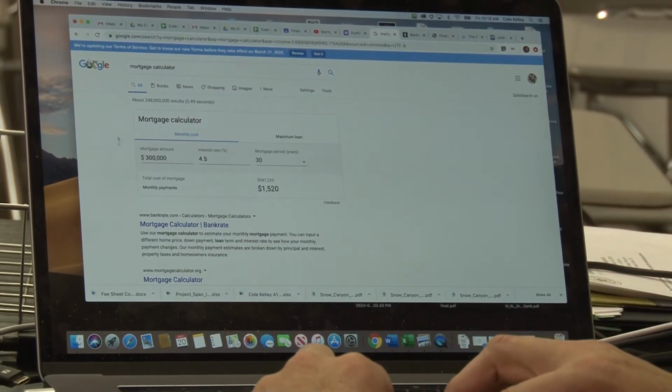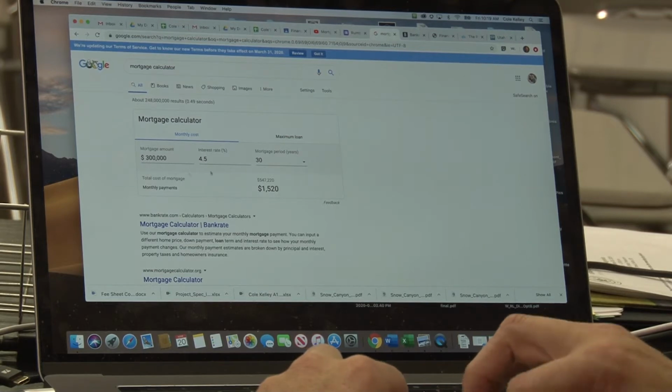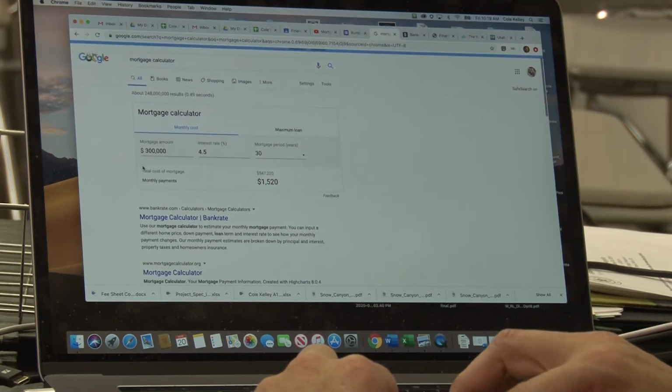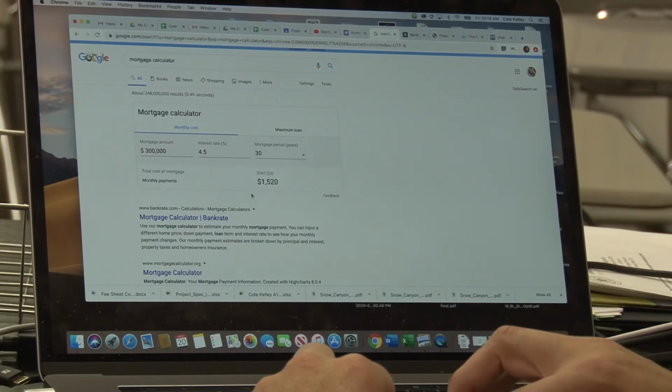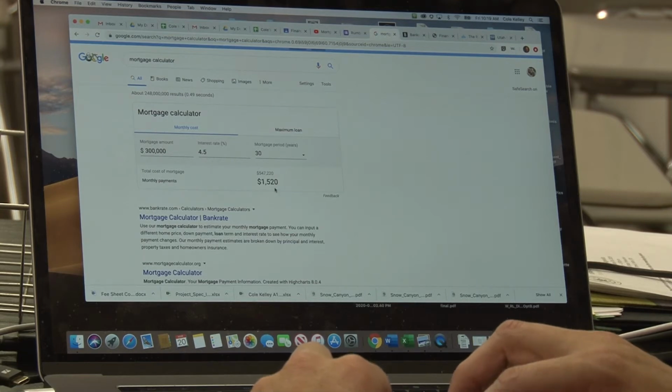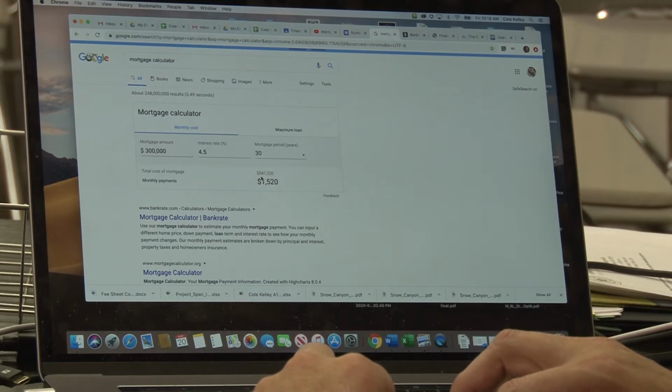What I'm showing you here is a mortgage calculator. If we did a $300,000 loan at a 4.5% interest rate for 30 years, this is at Google, and I just typed in mortgage calculator. It's going to tell us our monthly payments are $1,520 a month. The total cost of that mortgage would be $547,000. So we would end up paying $247,000 in interest.